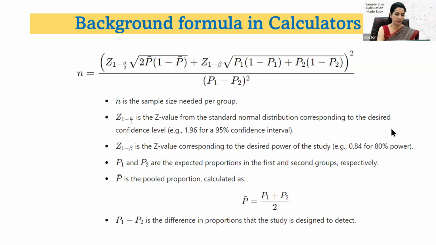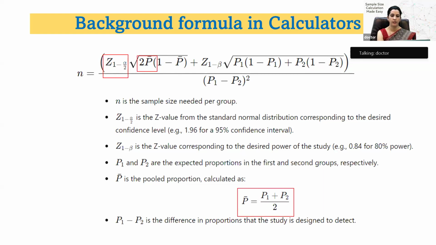Basically, if I come over this first part, you know that this is the Z value, Z 1 minus alpha. It is the Z value from the standard normal distribution corresponding to the 95% confidence interval, and the value is 1.96. Now, what is this P bar? This P bar is the average of P1 and P2. This is the pooled proportion. P1 is the proportion of exposure in the cases, and P2 is the proportion of exposure or the risk factor in the control. If you take the average pooled proportion, it is known as the P bar.